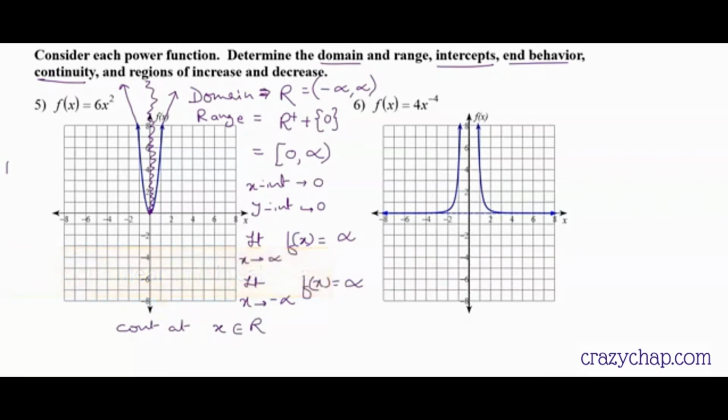Then regions of increase and decrease. From the graph, guys, you can see that the function is increasing when x is from 0 to infinity. When x is 0, after that the graph is going upwards, right? So the graph is always increasing after 0. So from 0 to infinity, the function is increasing. At 0, we will put an open interval, because at 0 the function is not increasing. It is increasing after 0. Okay, and the function is decreasing.